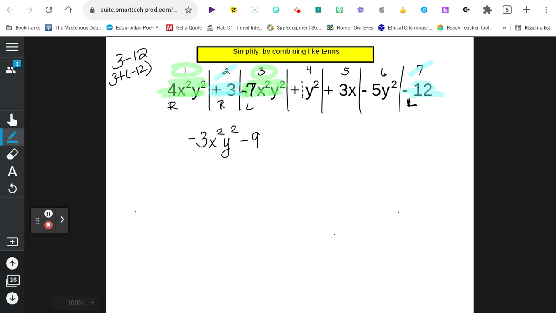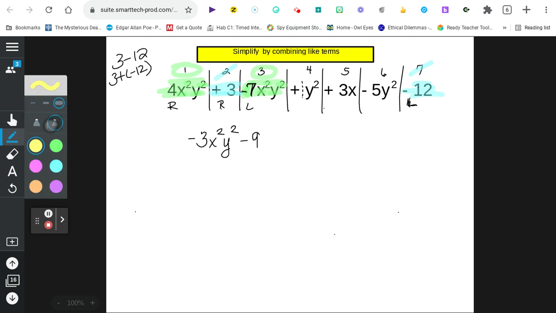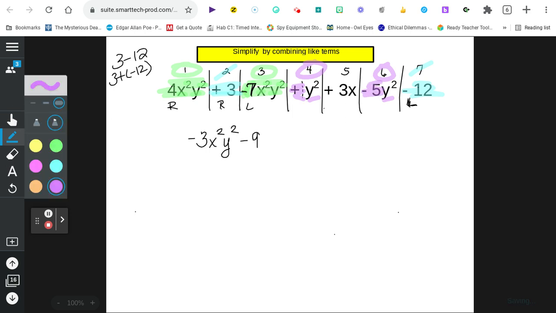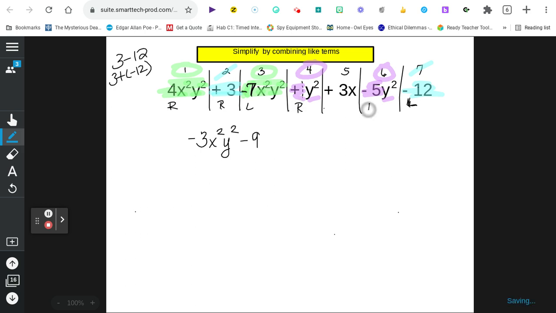Okay, let's see. Does term 4 match anything? Yeah. Term 4 has y to the second power, and term 6 is y to the second power. So +1 and -5 are going to go together for my coefficients. So 1 to the right and then 5 to the left. That's basically the same as 1 minus 5 or 1 plus -5, which we know produces -4, but don't forget your variable and your exponent have to go back.